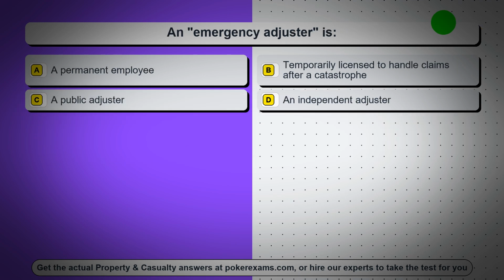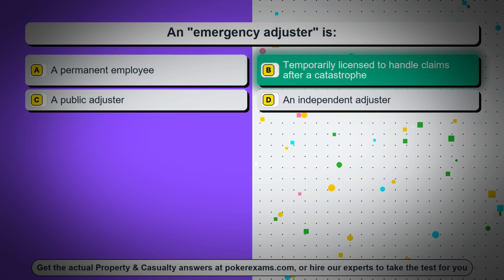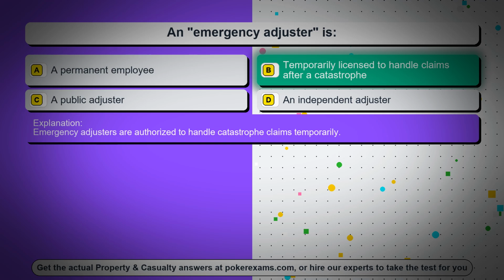Question 60. An emergency adjuster is. Option A, a permanent employee. Option B, temporarily licensed to handle claims after a catastrophe. Option C, a public adjuster. Option D, an independent adjuster. The correct answer is option B, temporarily licensed to handle claims after a catastrophe. Emergency adjusters are authorized to handle catastrophe claims temporarily.